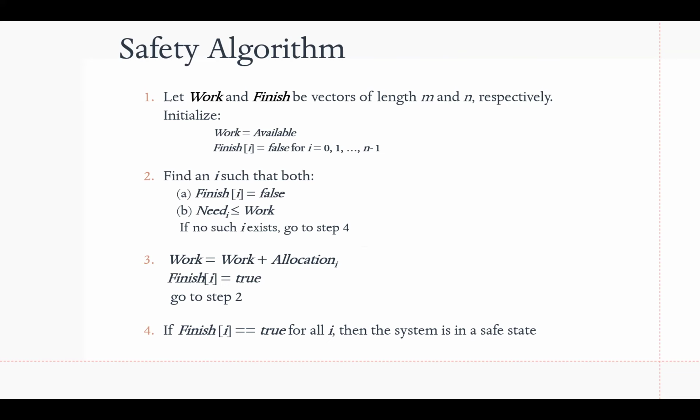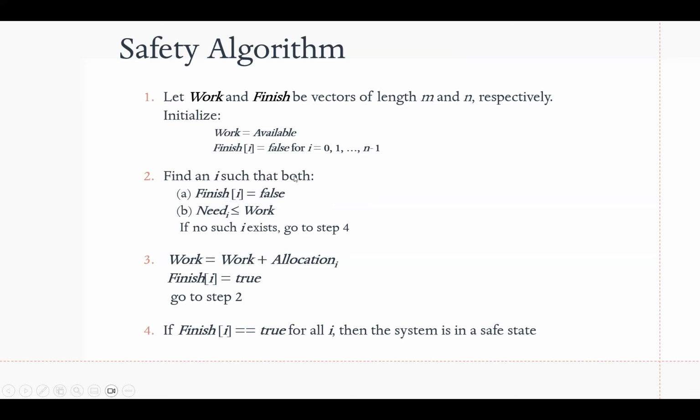Okay. So here we'll see the algorithm. Let Work and Finish be vectors of length m and n respectively. Initialize Work equal to Available resources and Finish[i] equal to false for all the processes from 0 to n minus 1.